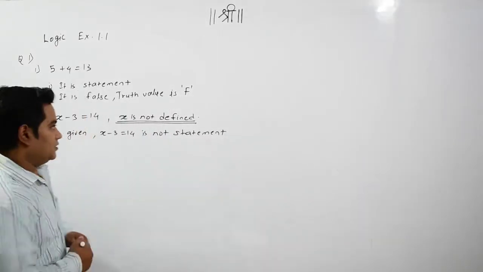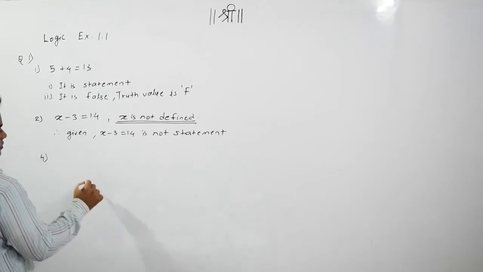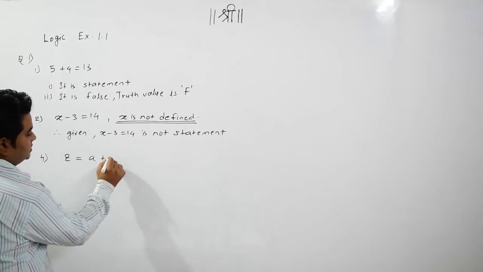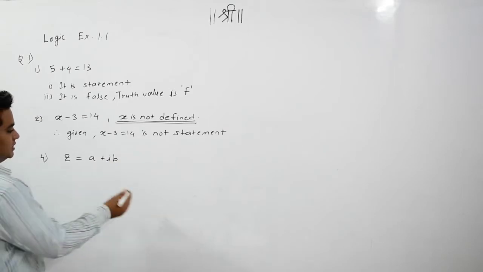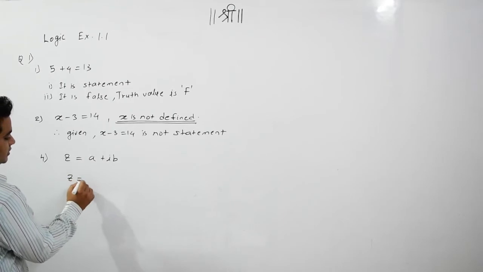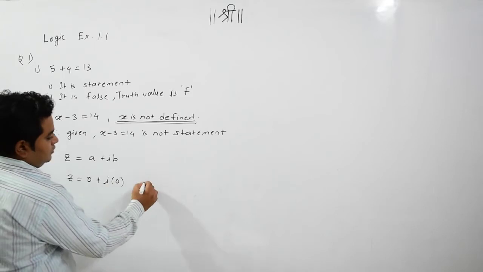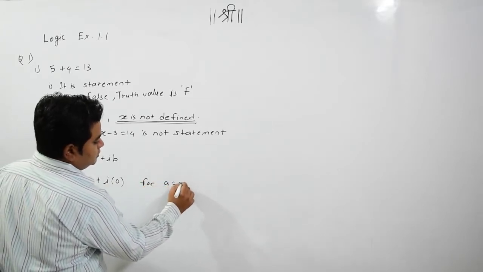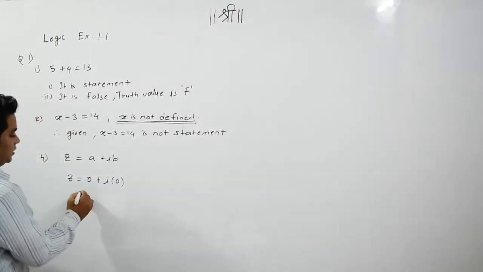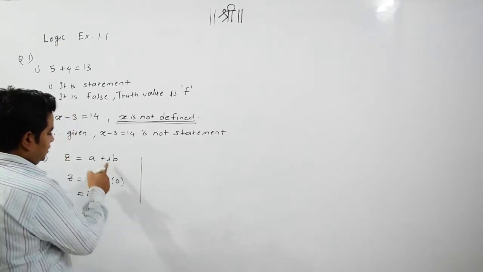0 is a complex number. Again, an interesting question. Question number 4: 0 is a complex number. So z is a complex number which can be represented as a plus ib. All of you know that. Now next step, z can be written as 0 plus i into 0, for a equals 0, b equals 0. So here what we can see is 0. Therefore, the given is well defined.